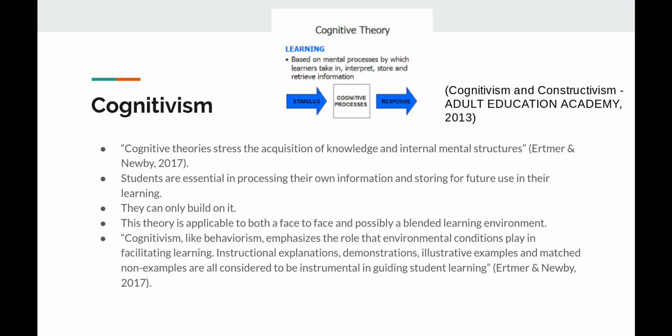Cognitivism, on the other hand, is basically their general knowledge. They've got this internal structure. They take something, they understand it, and then they pull out a response. It's essential for processing information for future learning. They can only build on it. Okay? And like behaviorism, it emphasizes the role that a condition will play on your learning. So if you put something in, you should get something out.